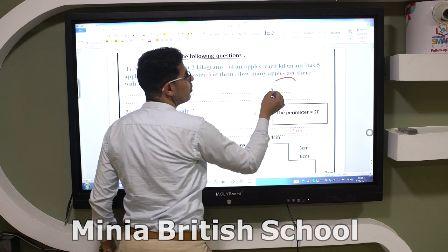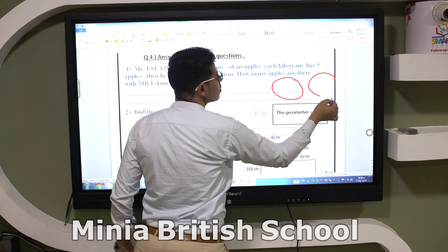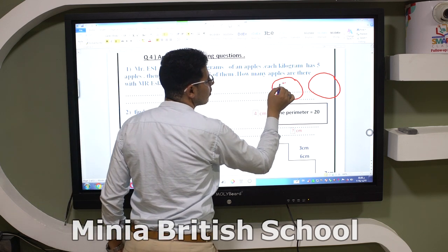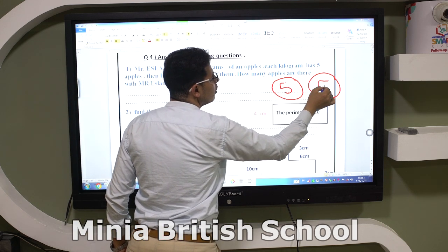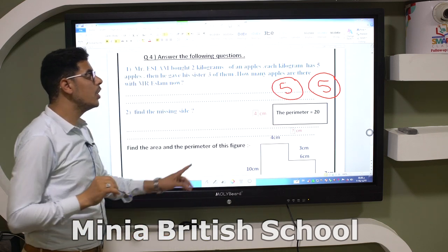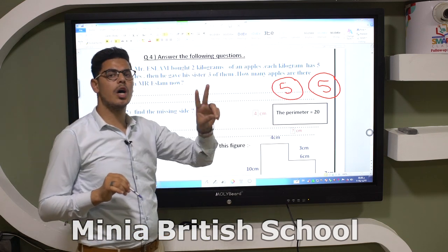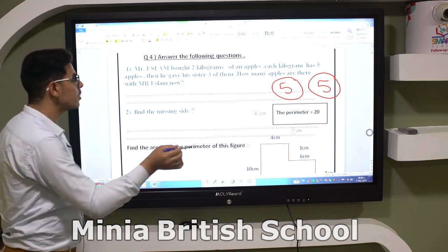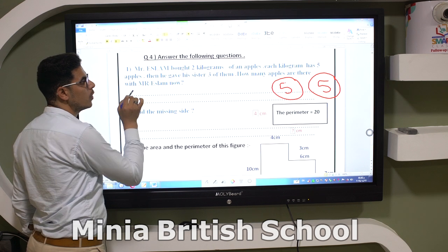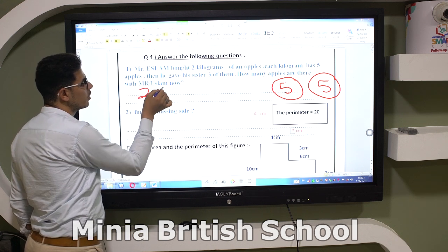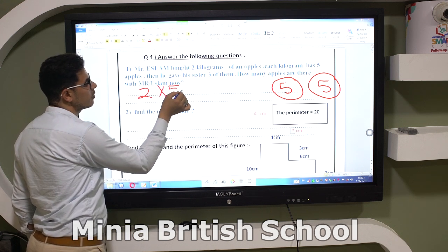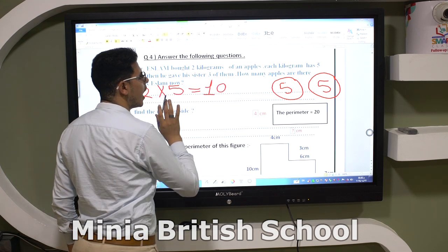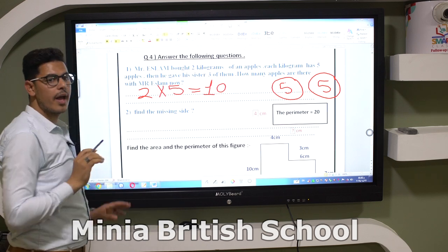I bought 2 kilograms of apples. Each kilo has 5. Here 5 and here 5. Here the number 5 is repeated 2 times. So if something is repeated, I will make times. So the first step, I will say 2 times 5 equals 10. This is the total number of apples.